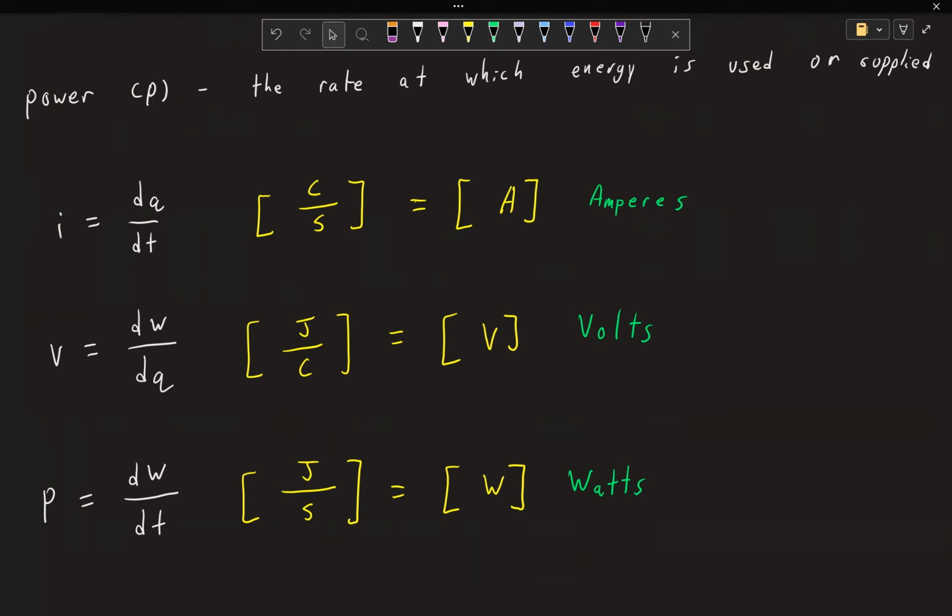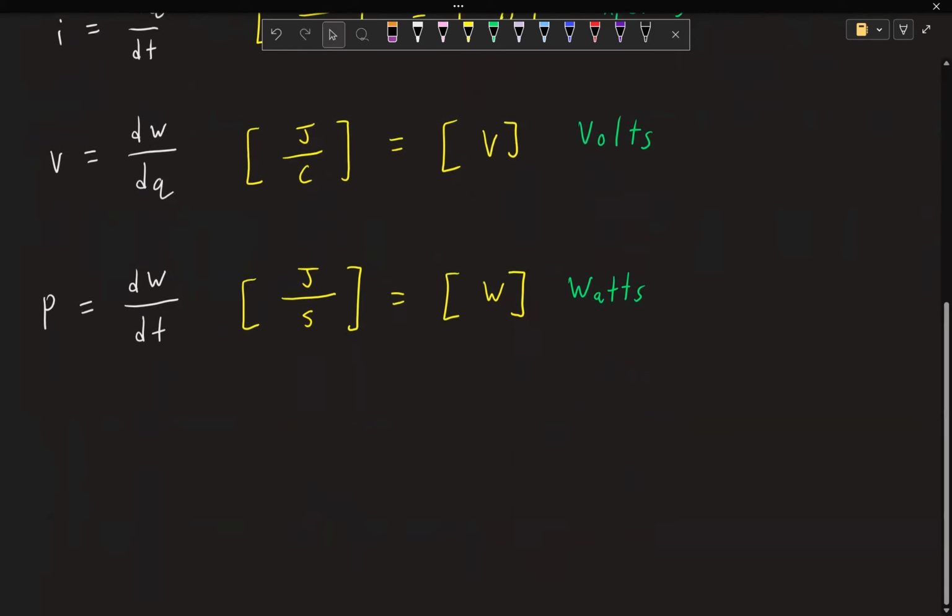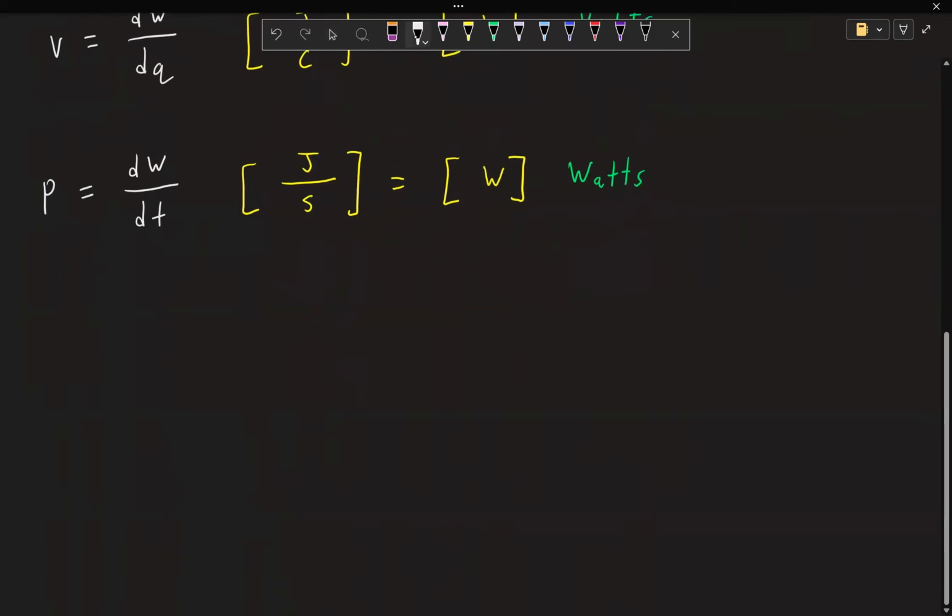And then how are these all related? Well, if power P is dW/dt, we can write dW/dt as dW/dq times dq/dt, right? Because the dq's cancel out, we just have dW/dt.